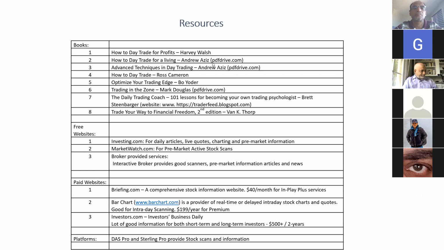Those are available free of cost from pdfdrive.com. Just download it from there. You can get it, no problem. There are other books: How to Day Trade, Ross Cameron, Optimize the Trading Edge, an excellent book. But from the psychology and emotional control point of view, I strongly suggest number 6, number 7, and number 8, especially number 6 and number 7. Number 8 is a thick book.